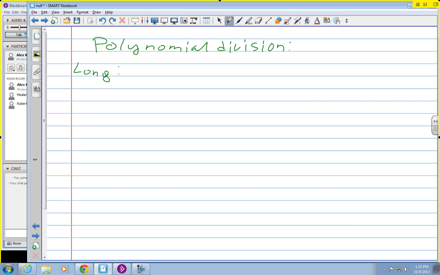But anyway, for example, if I want to take 3x cubed minus 4x squared plus 2x minus 7, and I want to divide it by x minus 3, how does that sound? Is that reasonable?